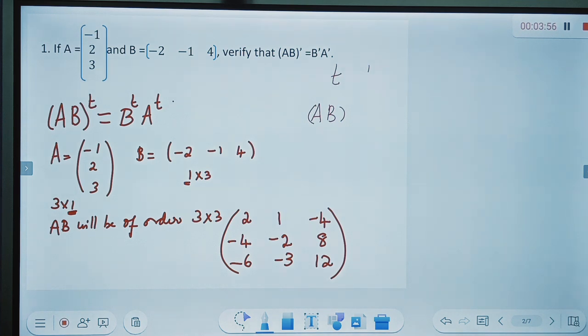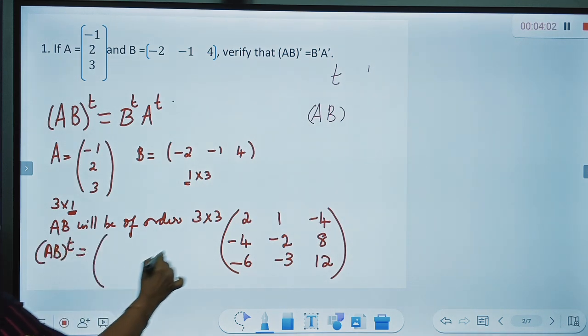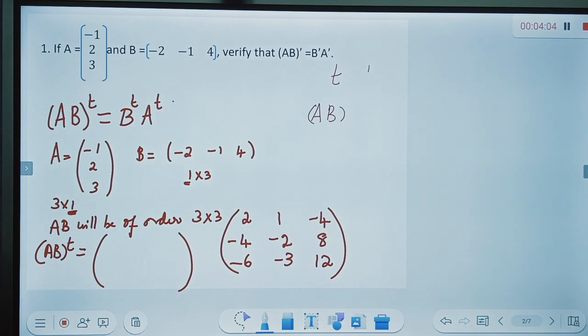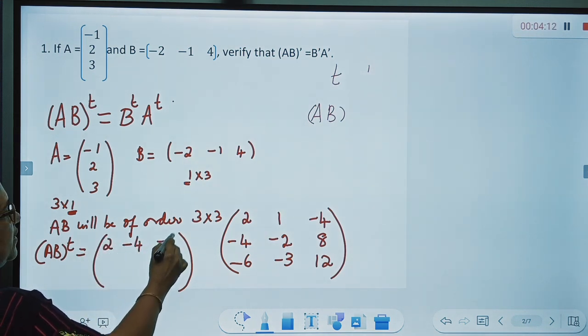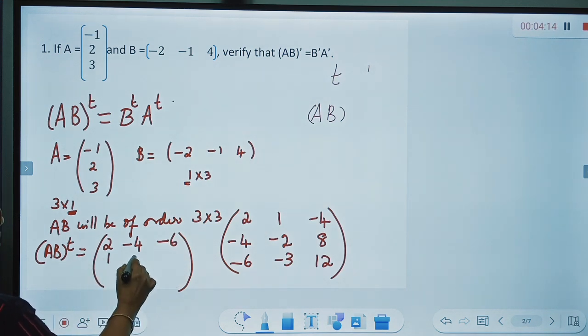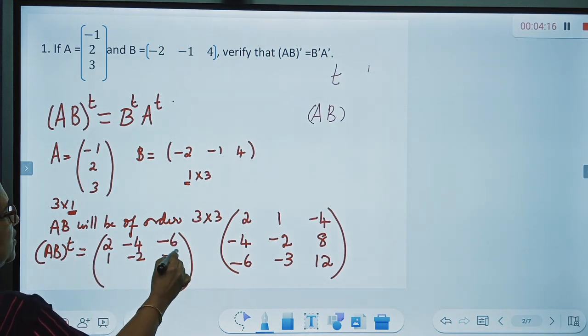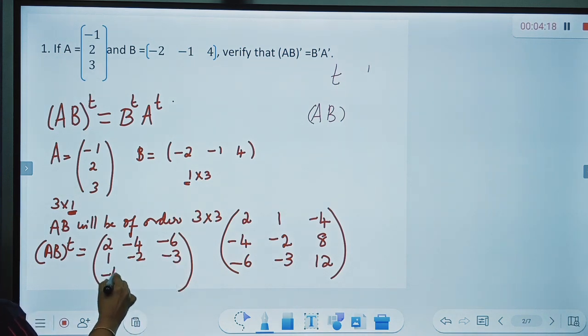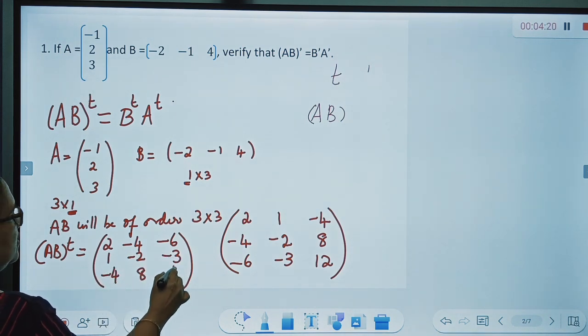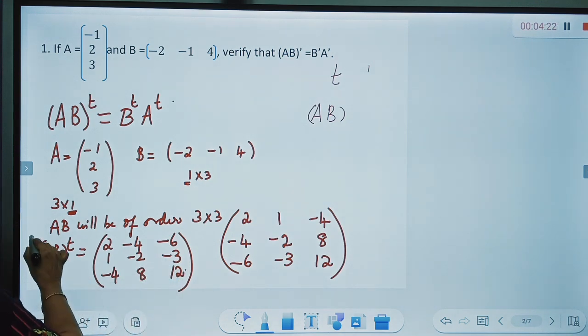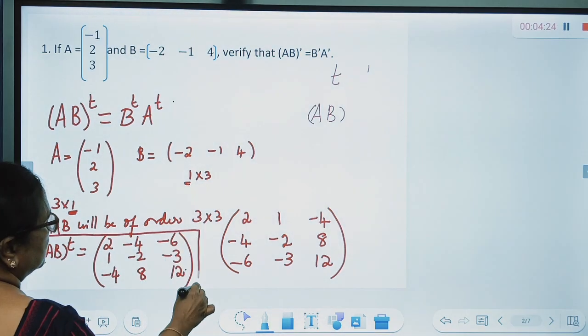So what is (AB) transpose? How do you find the transpose of a matrix? By interchanging the rows and columns. So 2, -4, -6; 1, -2, -3; -4, 8 and 12. This is (AB) transpose.